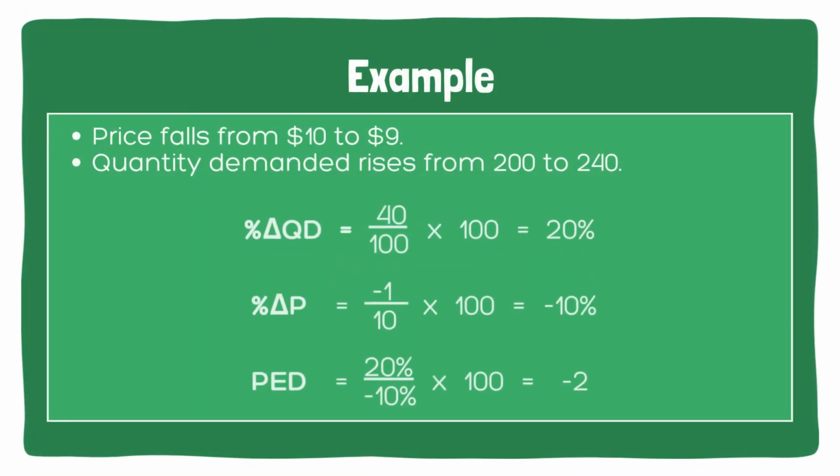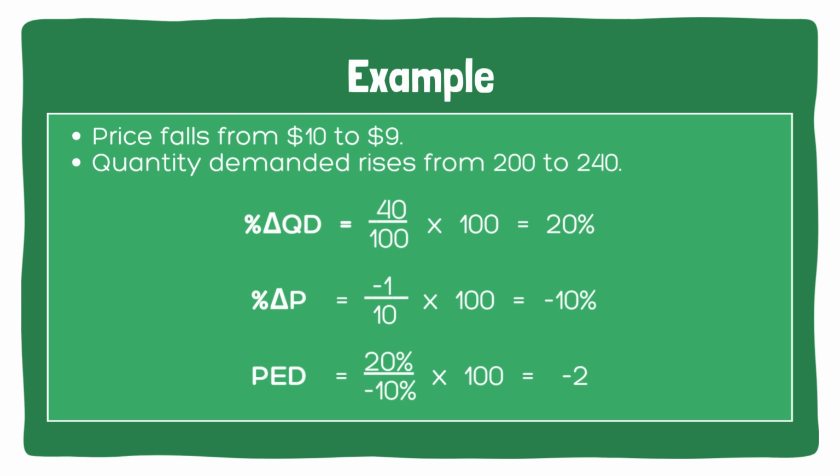For example, if the quantity demanded increases from 200 to 240, when price falls from $10 to $9, the percentage change in quantity demanded is 20%. The percentage change in price is minus 10%. Dividing 20% by negative 10% gives a PED of negative 2.